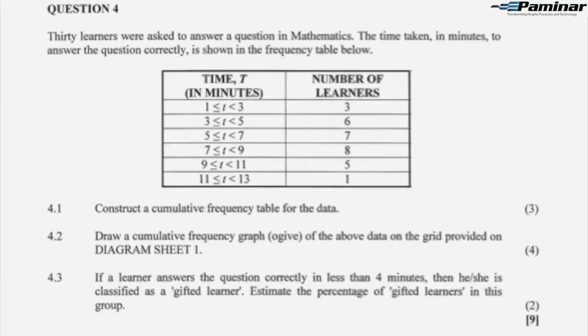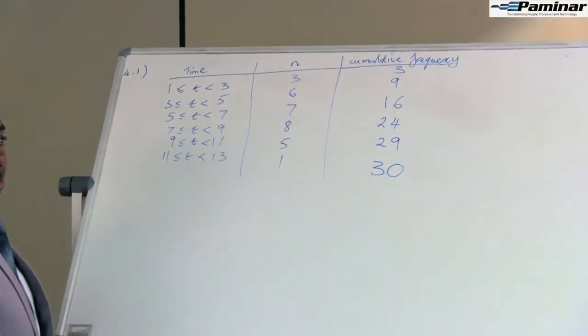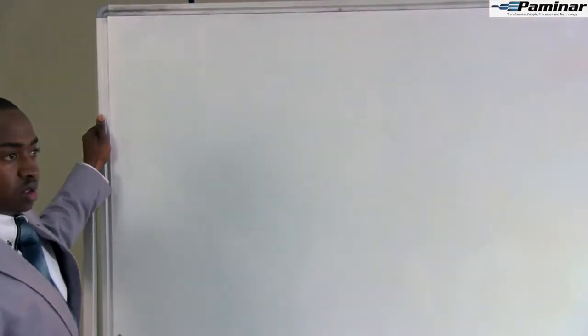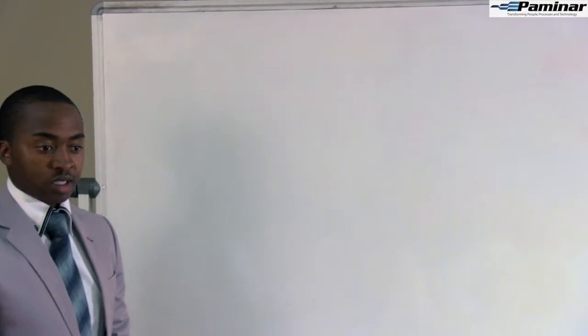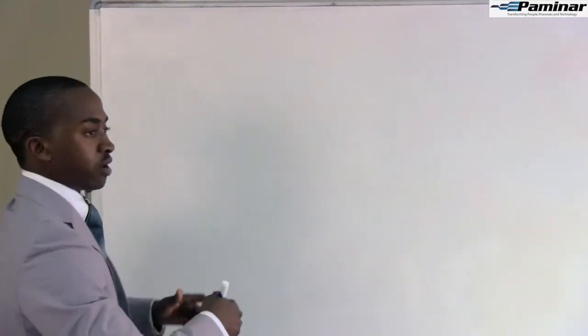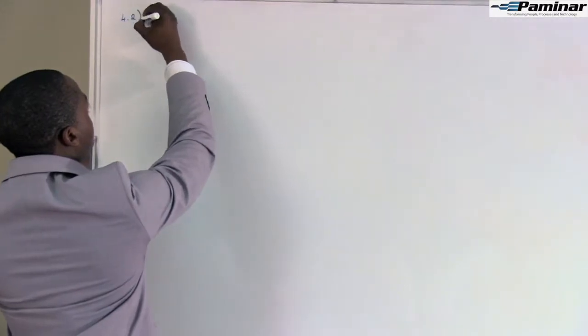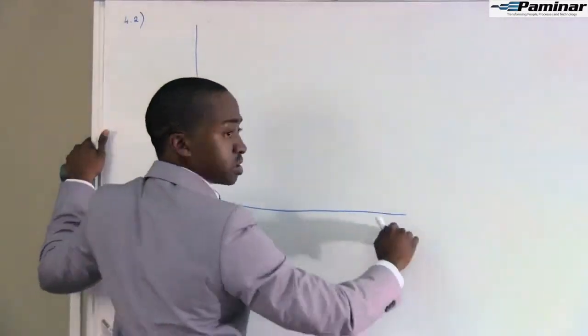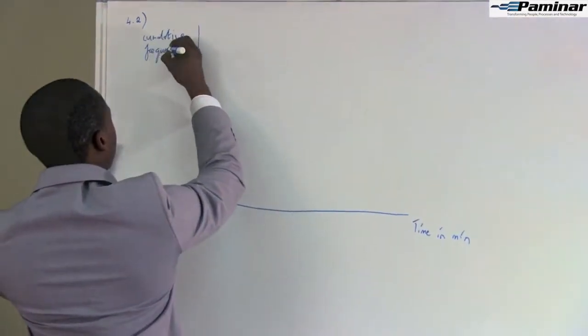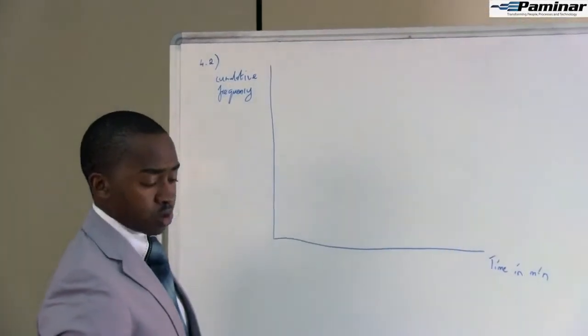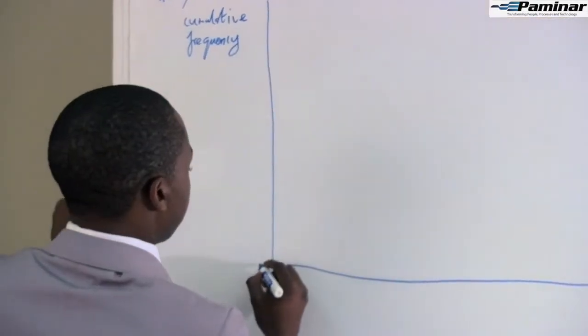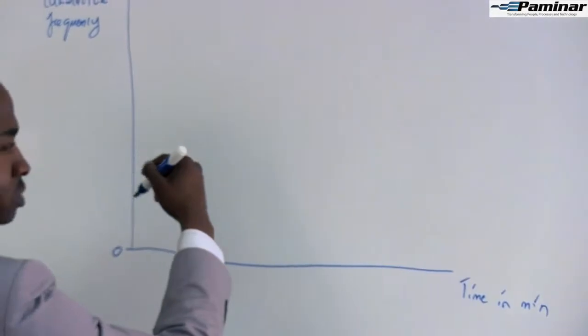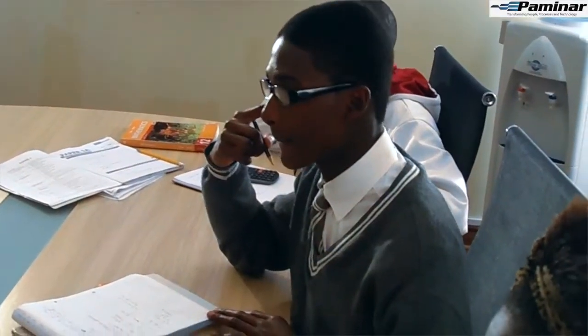Then 4.2 says, draw a cumulative frequency graph of the above data on the grid provided on diagram sheet 1. Okay, so in your papers you would draw the diagram in your diagram sheet as given in your paper, but let's maybe just do a rough representation of what they want. Okay, let's see what interval we can work with. We'll work with 0 up to, maximum is 30, so we'll work up to 35.